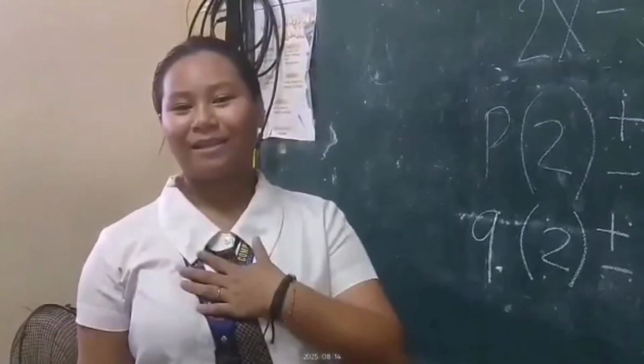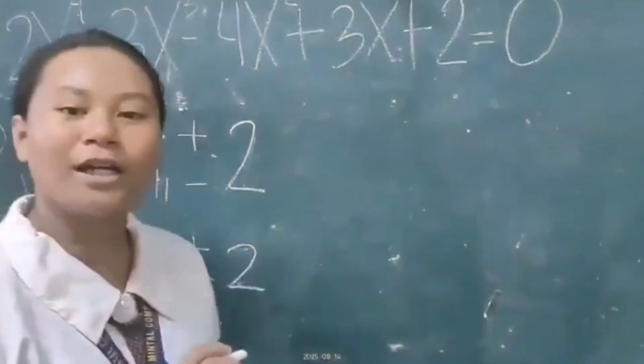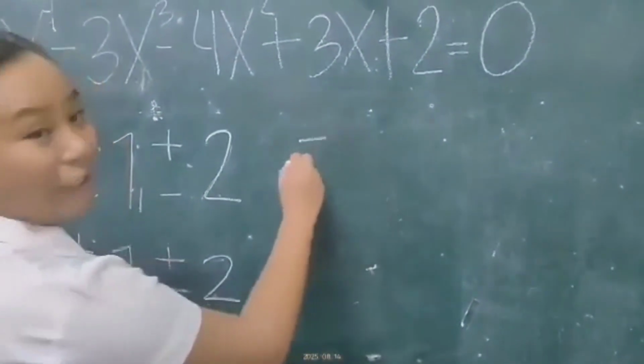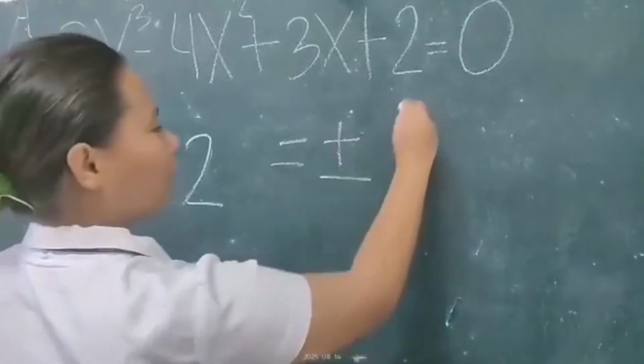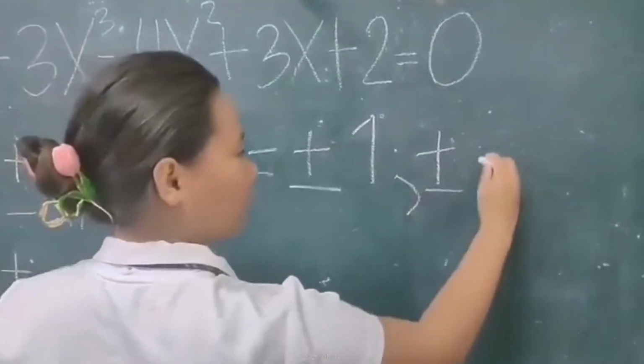The next step you're going to do is to list all possible rational roots, which is p over q equals positive and negative 1, and positive and negative 2.